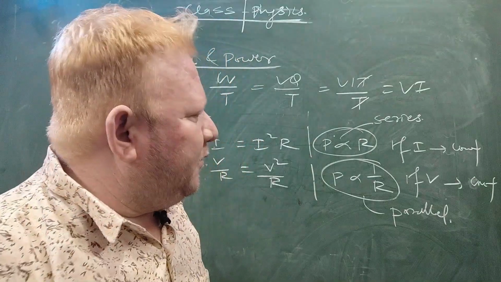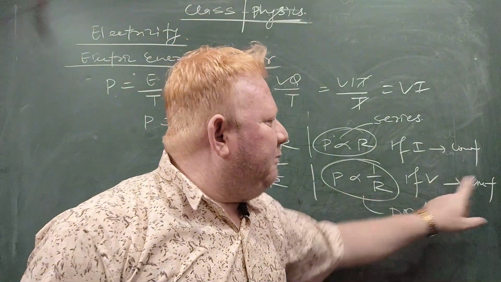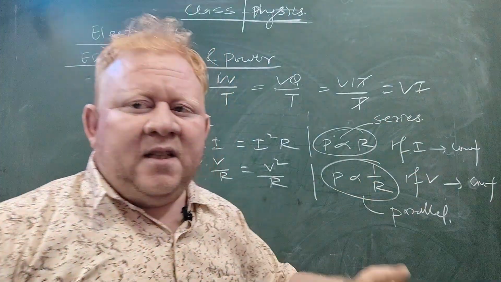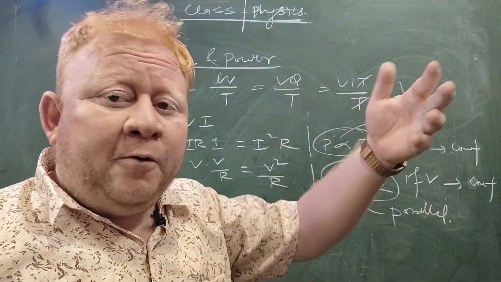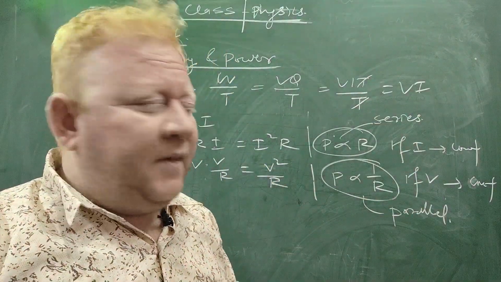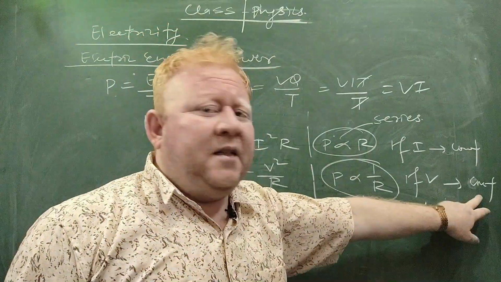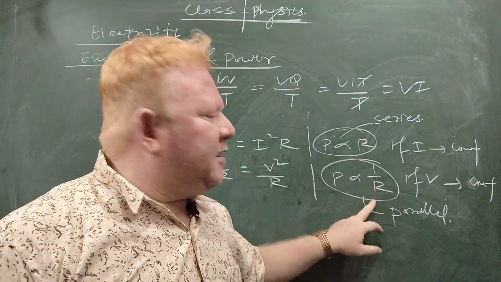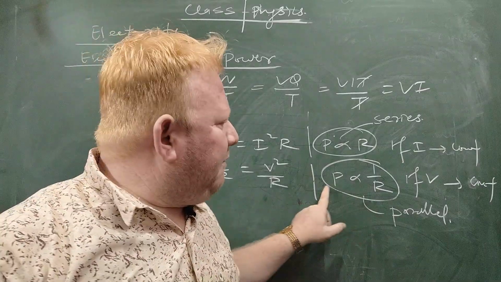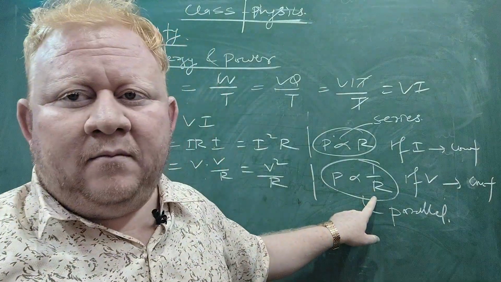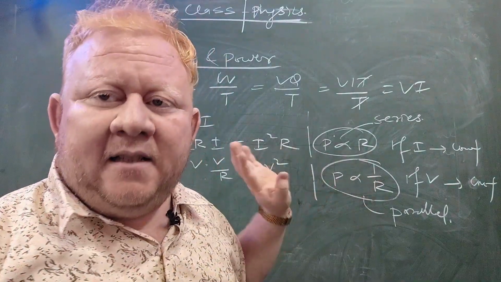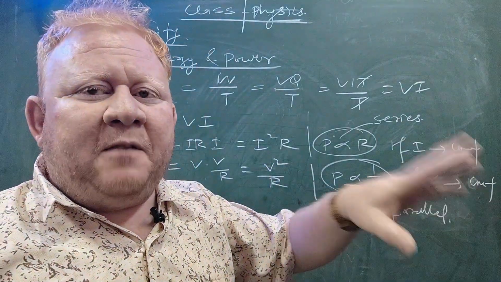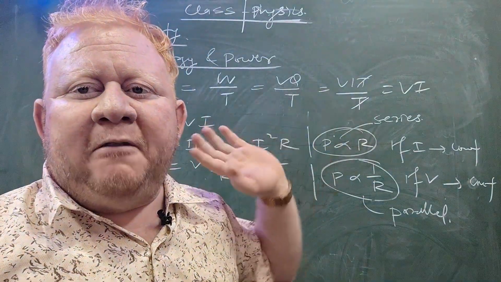So their potential difference will be same, V will be same. So in that case, when two bulbs are connected in parallel, the voltage will be same. Yes or no? If voltage is same, then power will be inversely proportional. I mean power will be more with less resistance. Suppose a 60 watt power is there, its resistance will be more.